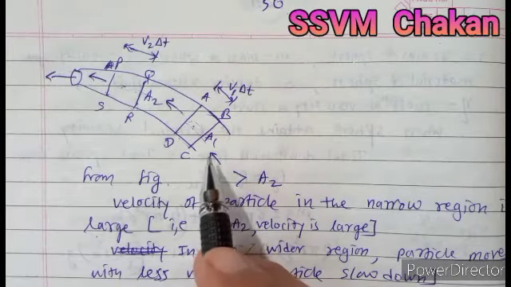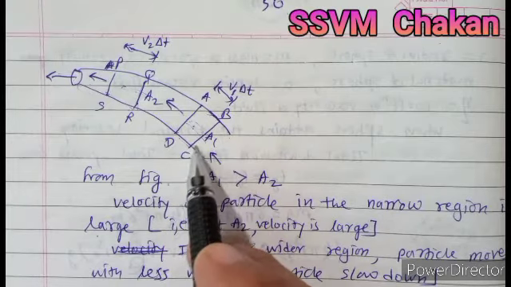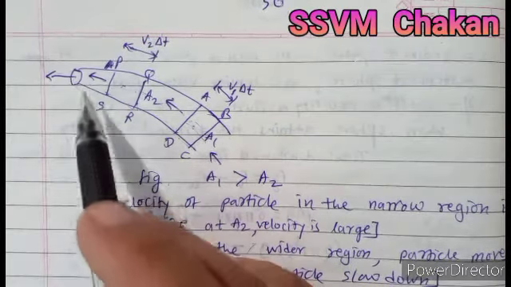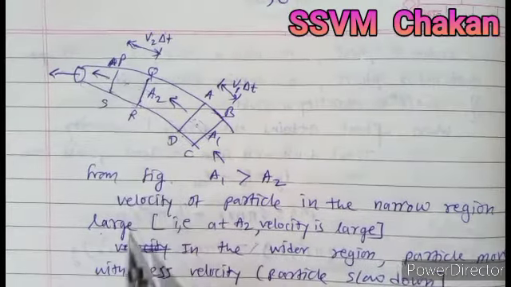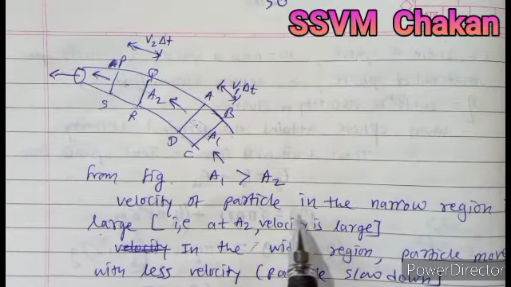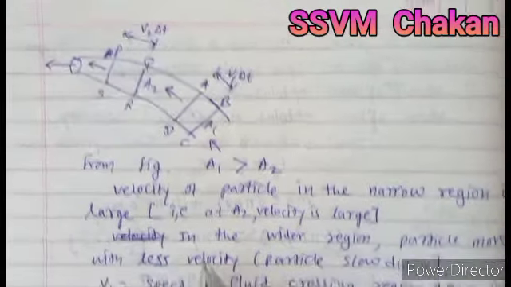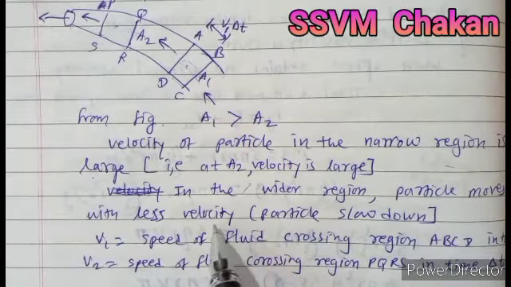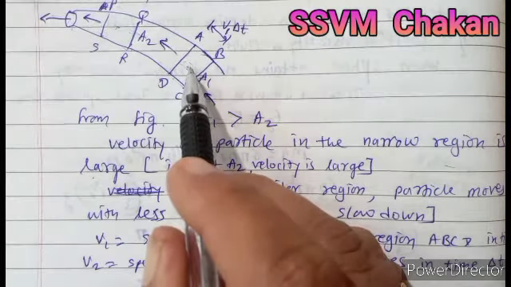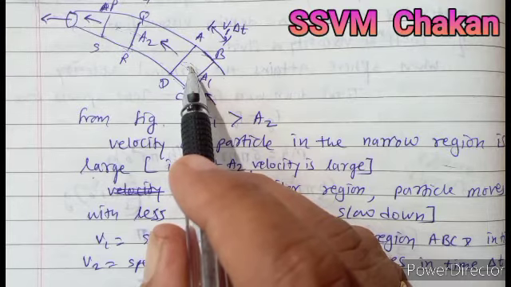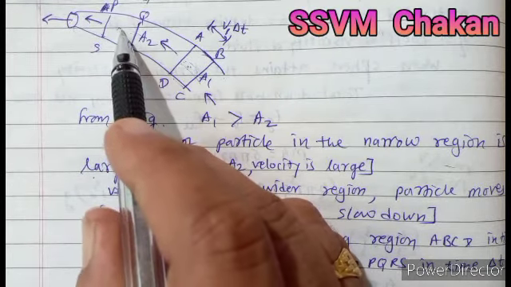Consider the flow of a fluid through a tube having different areas. Here the cross-sectional area is larger. At this point the cross-sectional area is small. The velocity of a particle in a narrow region is greater and the velocity of a particle in a wider region is smaller. That means the velocity of a particle at this point is less and the velocity at this point is greater.